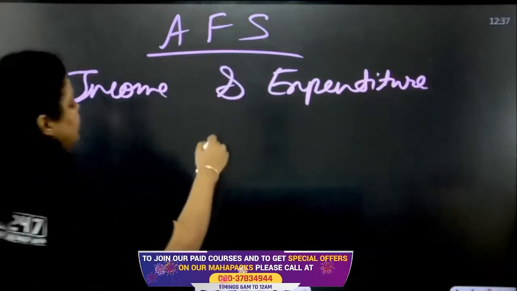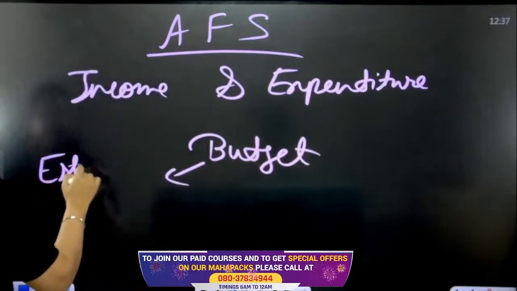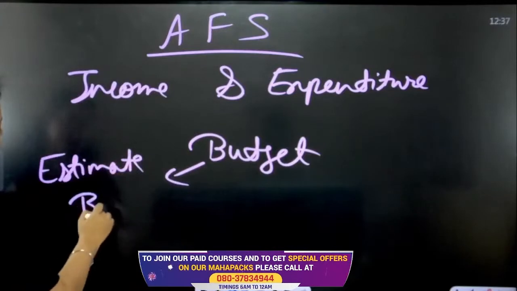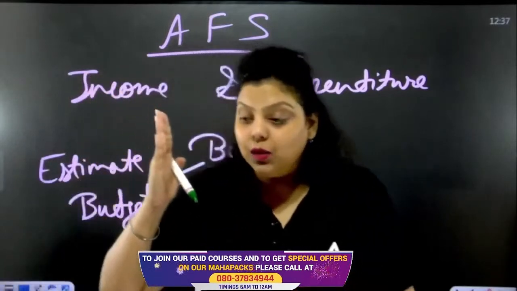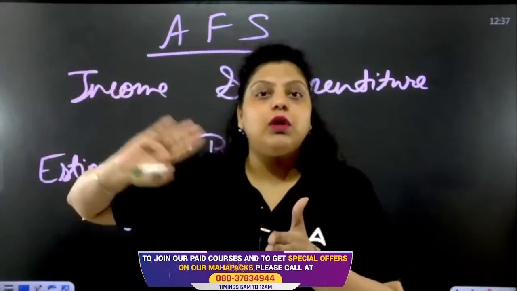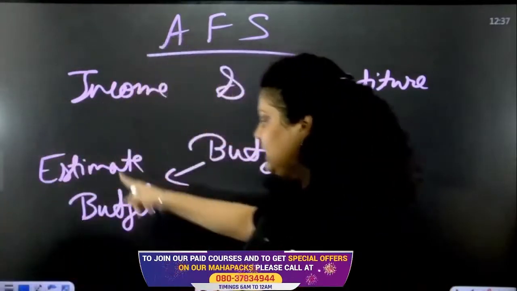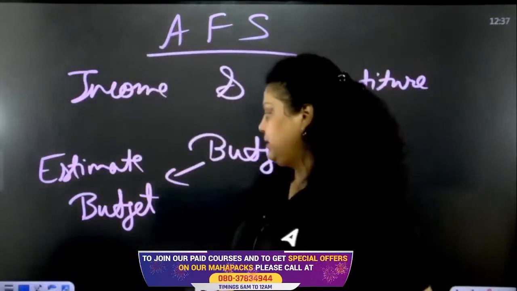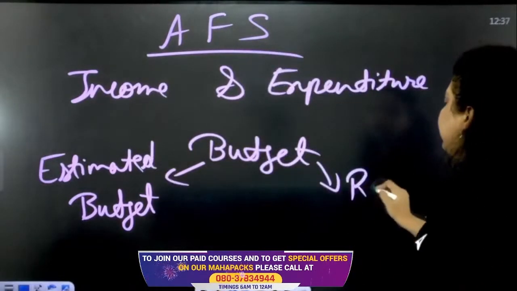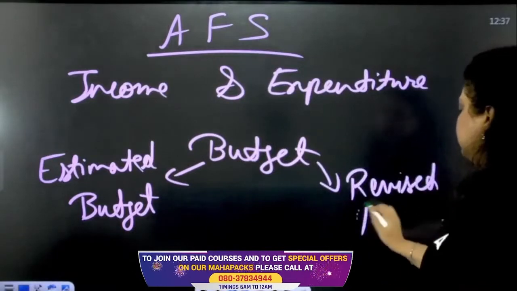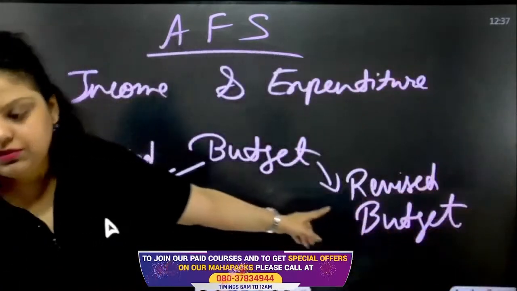Also remember, whenever the Government of India presents the budget, it always gives you the estimated budget. Because whenever the government presents a budget, it is presented for the upcoming financial year, not the current one. You are estimating for the upcoming financial year. That's the estimated budget. And at the end of the financial year, you revise the budget just to check whether the planning you have done was a success or not.